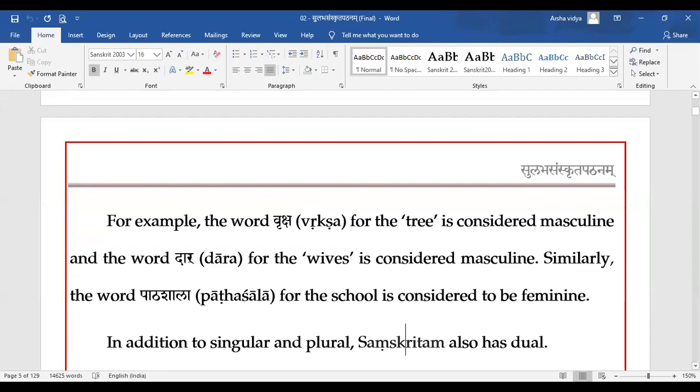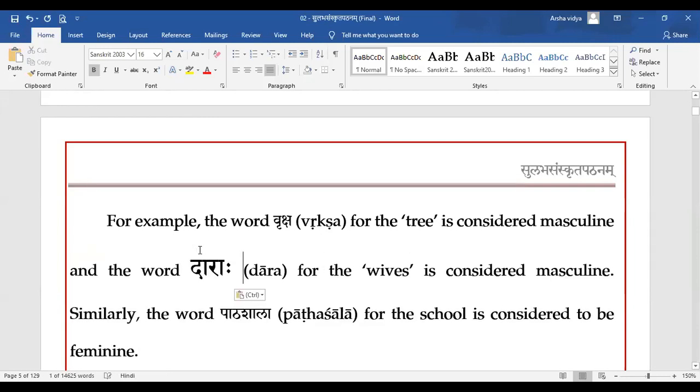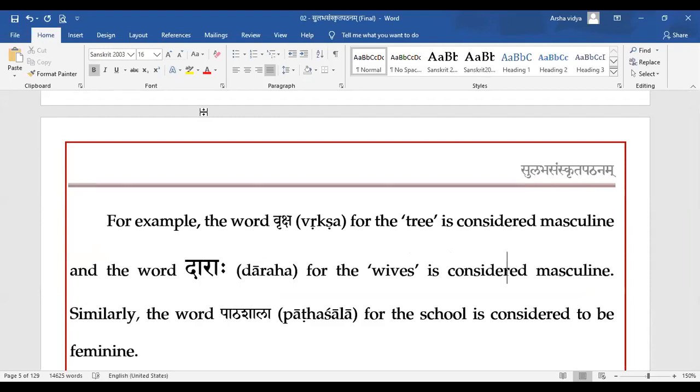And the word daraha, it's a typo, the word must be daraha. Dara is Nitya Bahuvachanam, always plural. Daraha, for the wives, is considered masculine in Saṃskṛtam.